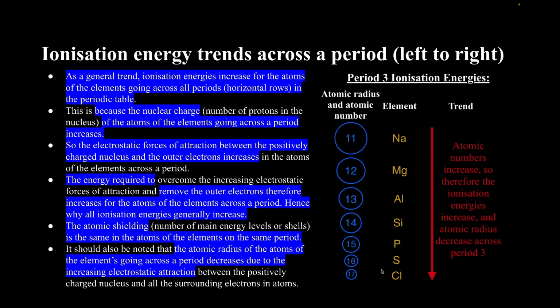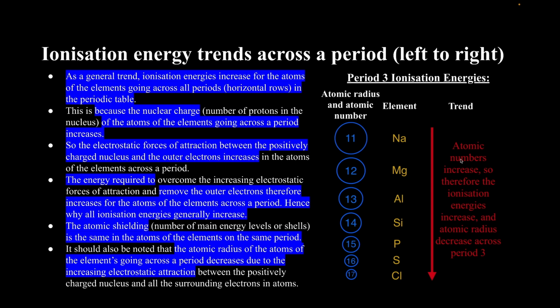Chlorine, however, has the greatest atomic number, therefore the greatest nuclear charge. So it has the greatest electrostatic forces of attraction between the positive nucleus and the outer electrons, and for that reason the atomic radius for chlorine atoms is the shortest of all the elements in period 3 because the outer electrons are closer to the nucleus. Also for that reason chlorine atoms have the greatest first ionization energy in period 3, because of the greater electrostatic attraction between the positive nucleus and the outer electrons due to the greater nuclear charge. So more energy is needed to overcome this greater electrostatic attraction.